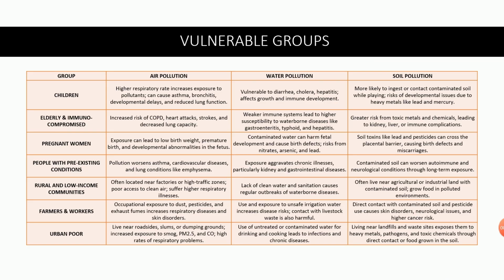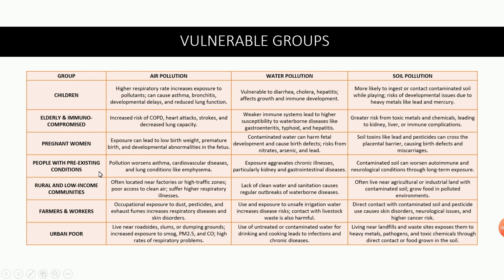So now moving on to the vulnerable groups. These are the common vulnerable groups. Vulnerable means people who are close to danger or in an unprotected condition. The first and foremost group is children. I'm not going to read all those things; when I am sharing the PPT, you just go through it. So children, elderly and immunocompromised, that is, people with low immunity. Then pregnant women. And then people with pre-existing conditions.